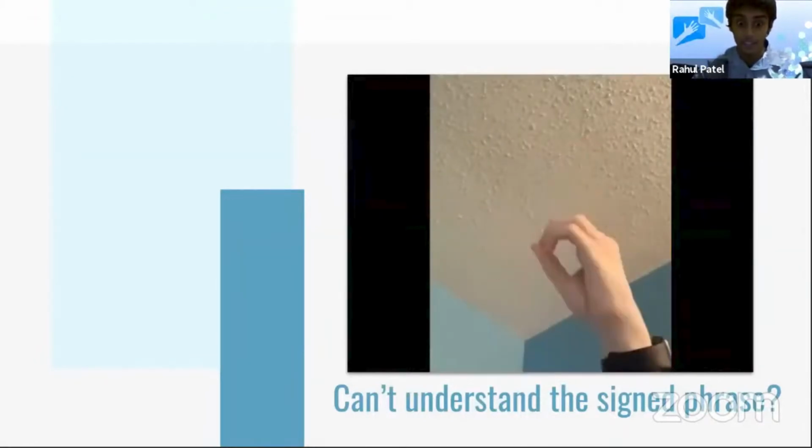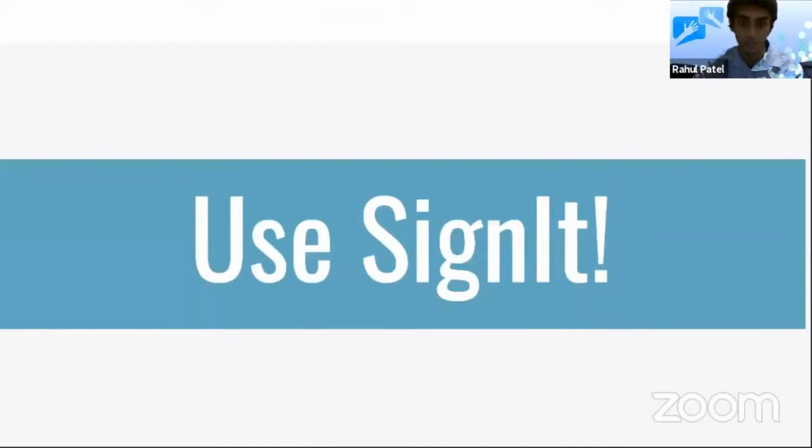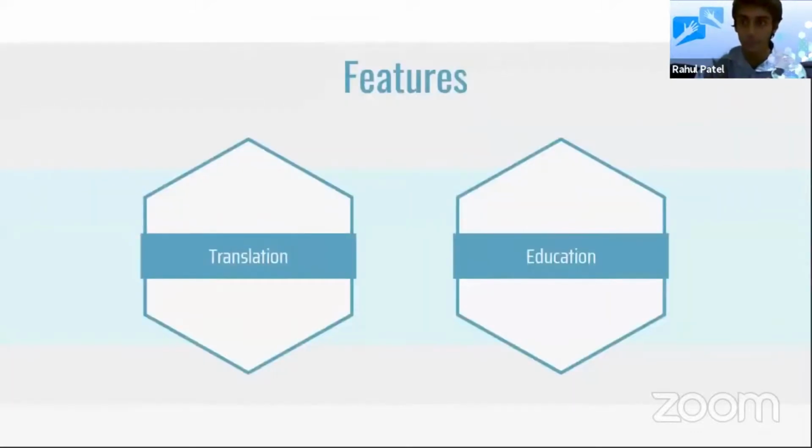Our answer is SignIt, an app that works to build bridges between ASL and society. Rigre will now give an overview of the app's features. All right, thank you. So our main two features are translation and education.